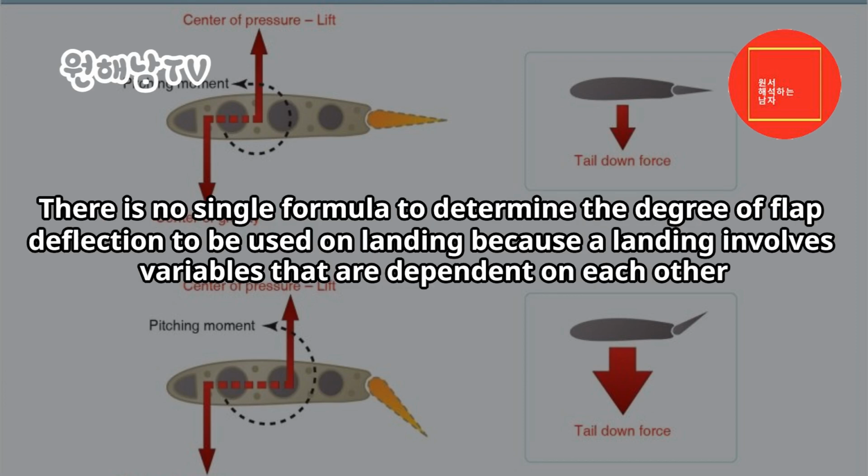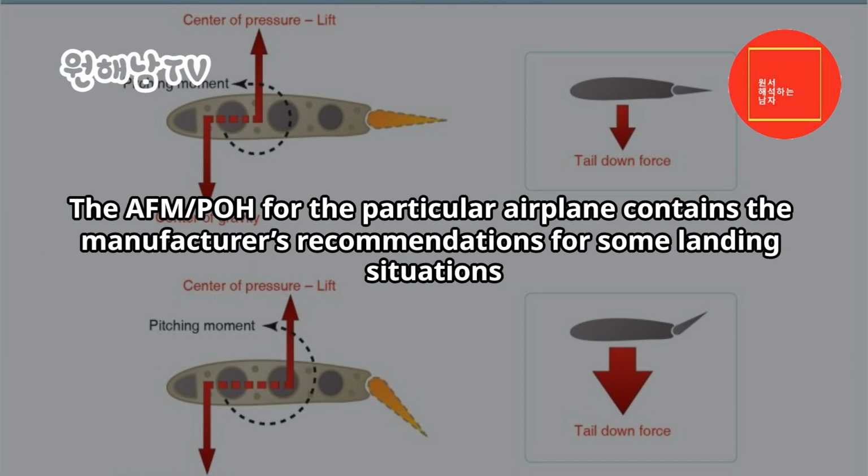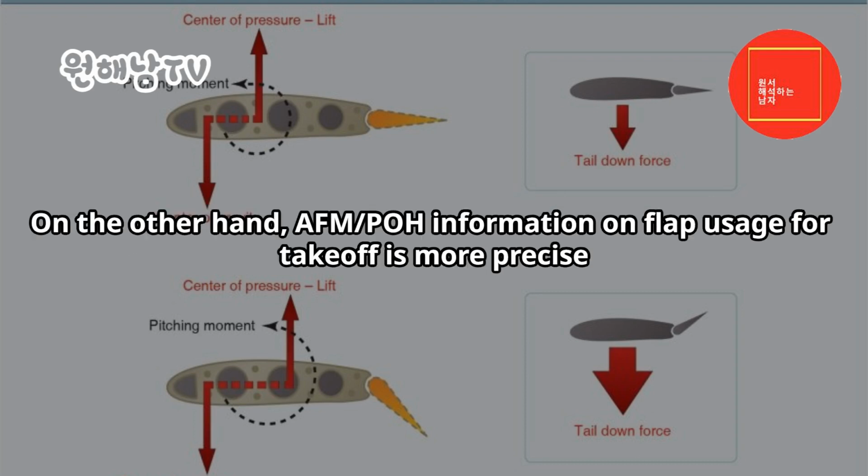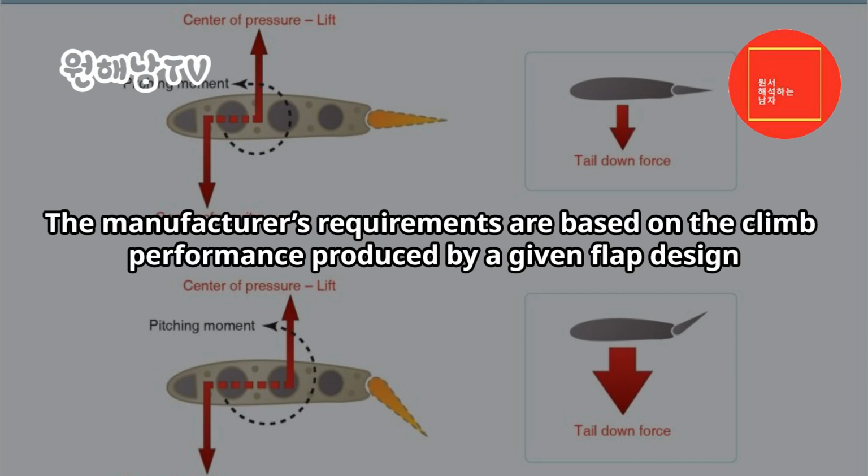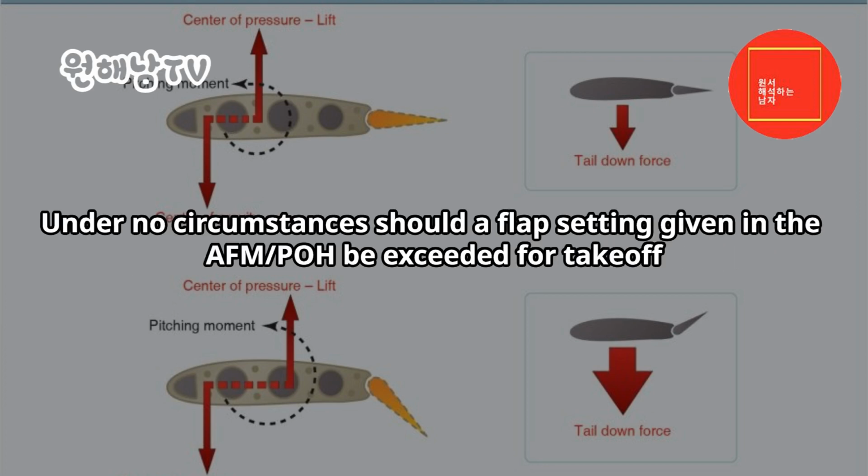There is no single formula to determine the degree of flap deflection to be used on landing, because a landing involves variables that are dependent on each other. The AFM/POH for the particular airplane contains the manufacturer's recommendations for some landing situations. On the other hand, AFM/POH information on flap usage for takeoff is more precise. The manufacturer's requirements are based on the climb performance produced by a given flap design. Under no circumstances should a flap setting given in the AFM/POH be exceeded for takeoff.